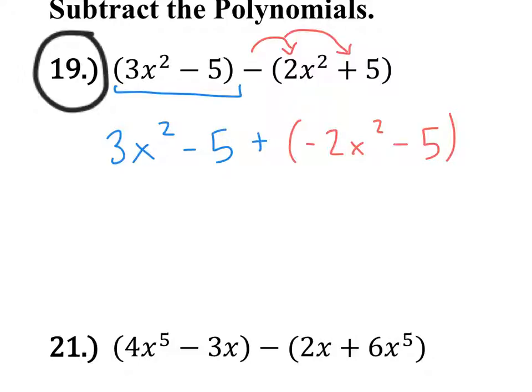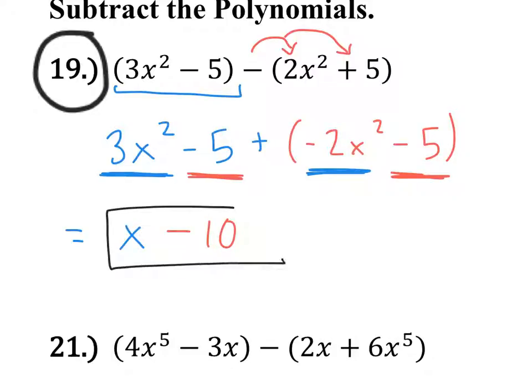So now there are two terms, like terms, that we can combine. We have two terms with x squareds, and we have two terms with no x's. So 3x squared plus negative 2x squared is just like 3x squared minus 2x squared. That leaves us with just x. And then we have negative 5 plus negative 5. So that's like negative 5 minus 5, which is minus 10. So that is our final answer, x minus 10, once we subtract those polynomials.